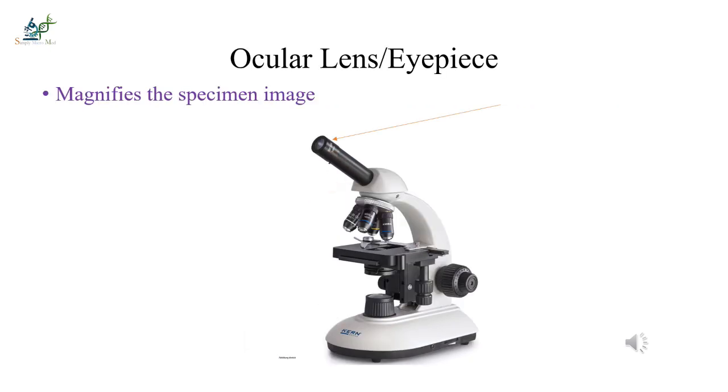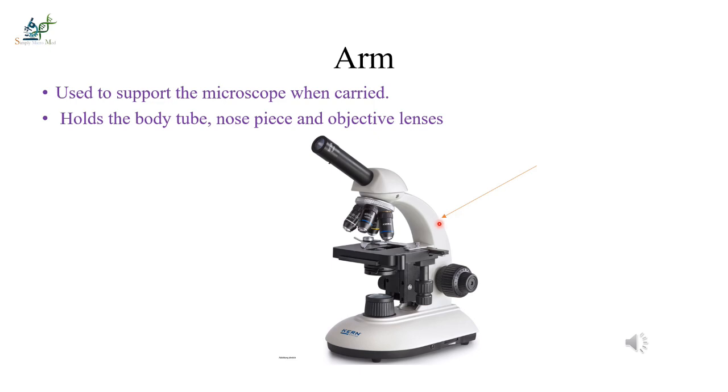And this is the ocular lens. Through the ocular lens, we can see the enlarged view of the object or the sample. And this is the arm of the microscope. It is used to support the microscope and carry it, and also holds the body tube, nose piece, and objective lens.